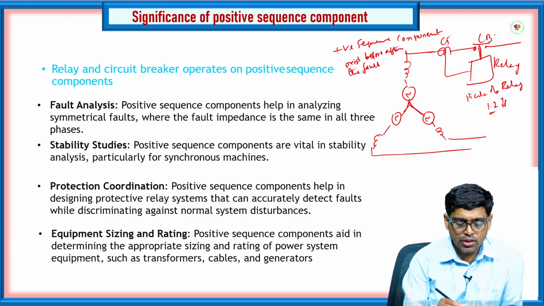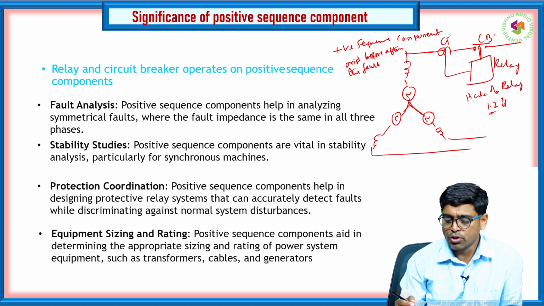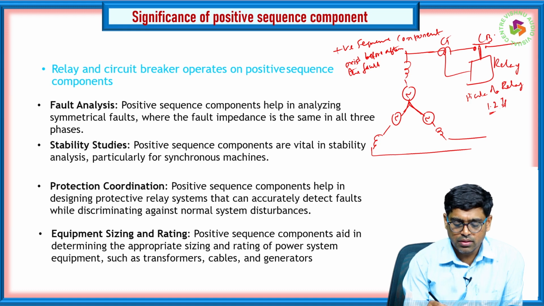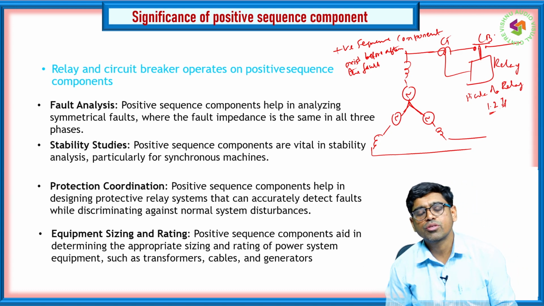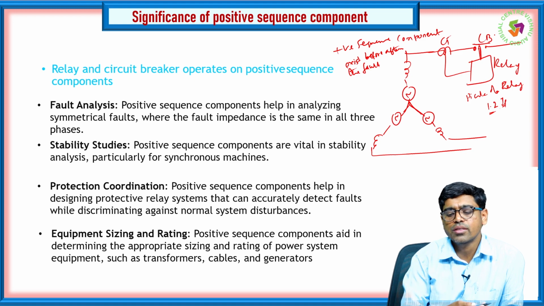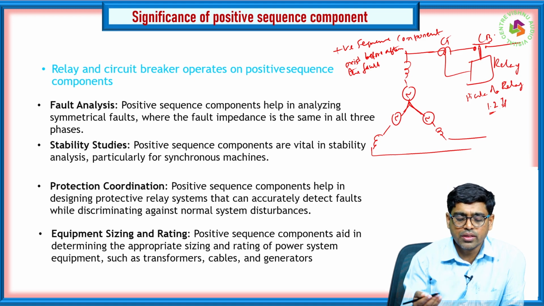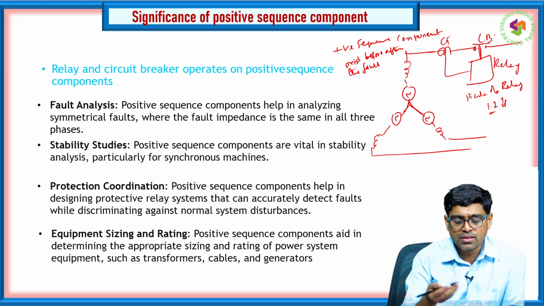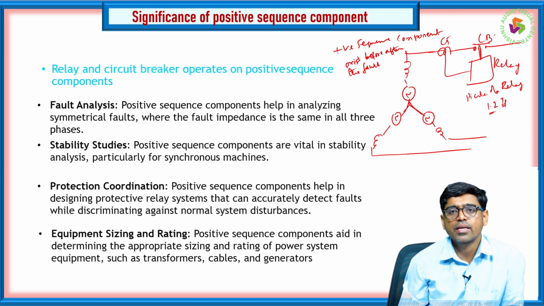And the equipment sizing and rating. The positive sequence component aids in determining the appropriate sizing and rating of power system equipment like transformer, cable and generator, which can also be decided by this positive sequence component. These are the major significances of the positive sequence component. That is, the relay and circuit breakers operate on this, and fault analysis, stability studies, protection coordination, or equipment sizing and rating, there we can utilize this positive sequence component.